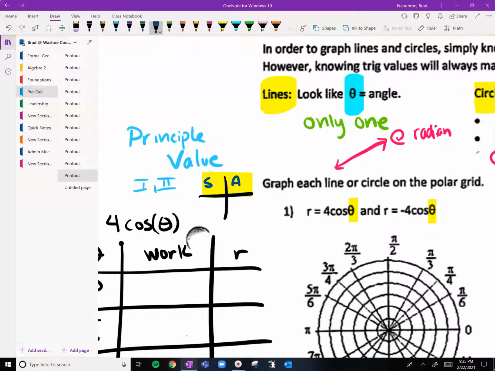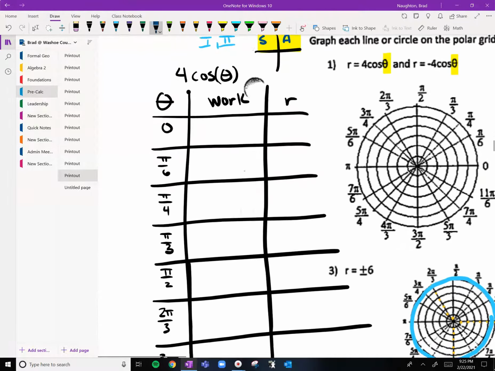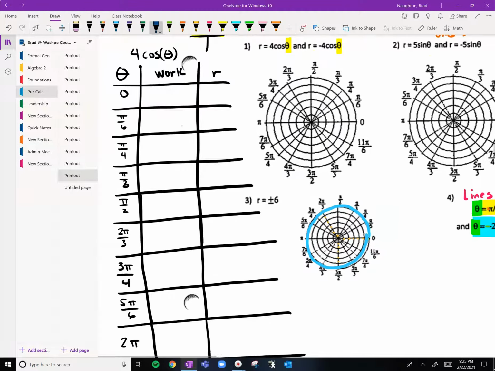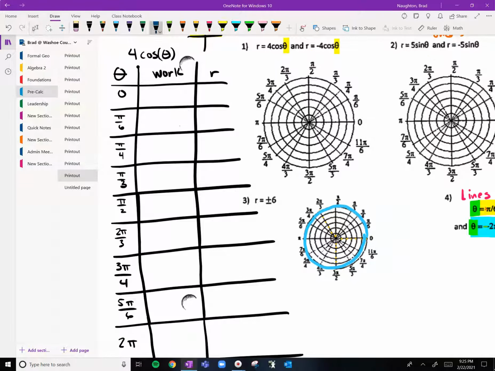So we're going to use our principal values. So notice I have those principal values right here. So I know that this takes up a lot of room. So hit pause and write down this lovely little chart here, because that's what we're going to be using to graph the circle on our lovely polar grid here. All right, welcome back.